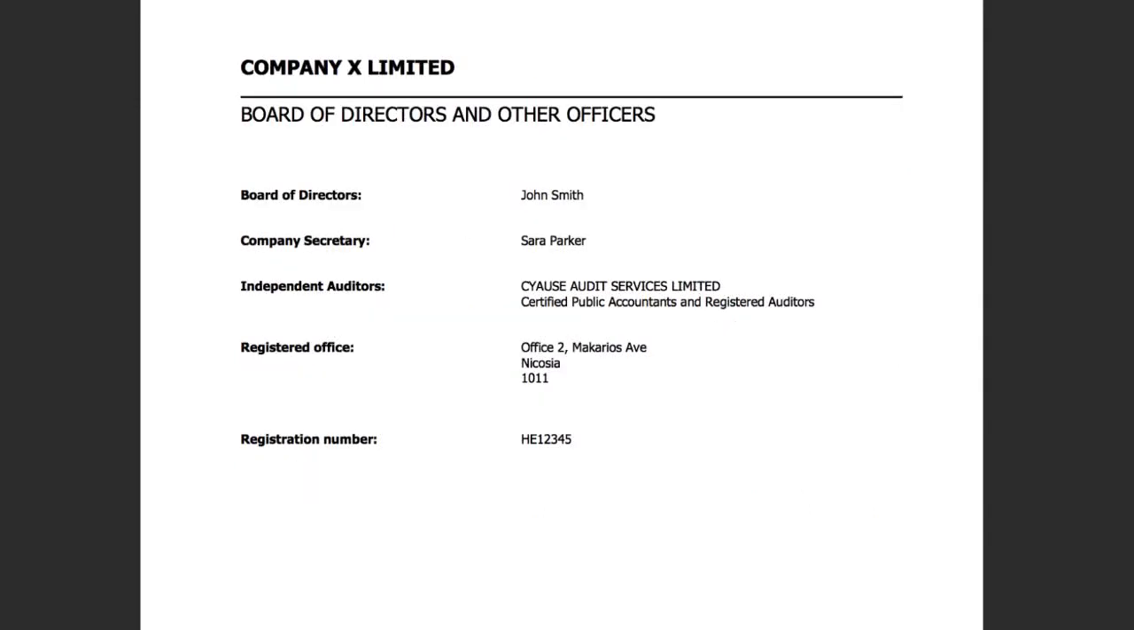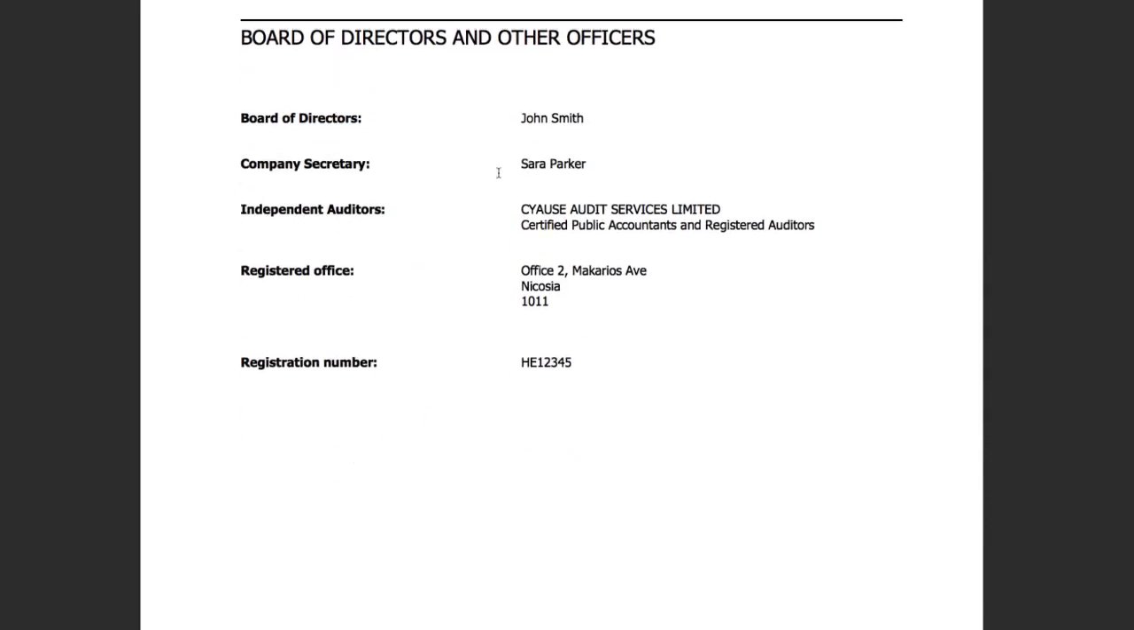Lastly, or firstly, depends how you feel more comfortable going through the entire set. Always make sure that the board of directors, company secretary, auditors, registered office, and registration number are the correct ones and they are in accordance with your understanding.